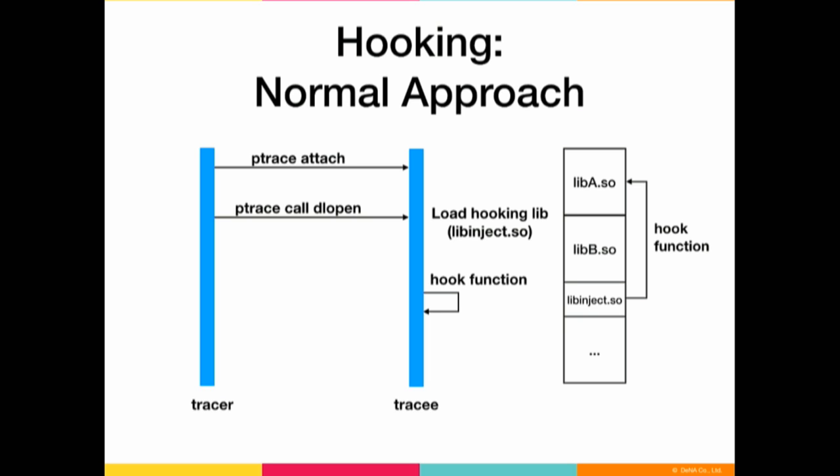This is a normal hooking process using ptrace. The tracer calls ptrace to attach to the target process, and then uses ptrace to call dlopen to load the hooking library into the target process. After the injection library is loaded into the target process memory, the function in the library is executed to perform the hooking stage, such as modifying the entry address of the target function.